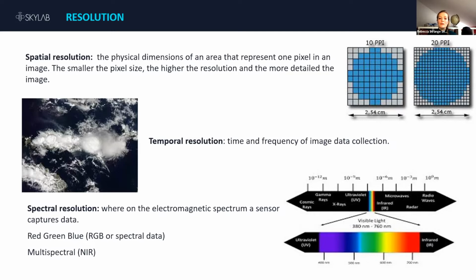Talking about spectral resolution is basically where on the electromagnetic spectrum a sensor captures data. So red, green, and blue, or RGB spectral data, is your standard color photo imagery, which is used for orthophotos, tree counting, 3D modeling, things like that. And then multispectral, which my colleague Simon will talk a little more about shortly, which gives you additional information that you can't always see with the naked eye. So that's helpful for analyzing species distribution and health status.